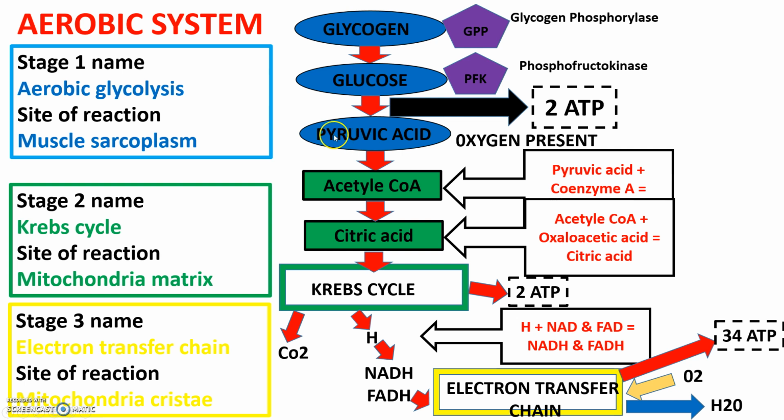So, in this process, glycogen is broken down into glucose by GPP, PFK breaks glucose down into pyruvic acid and creates 2 ATP. We should know that now. That is part of anaerobic glycolysis. However, with regards to the aerobic system, oxygen is now present. So because oxygen is present, pyruvic acid joins with coenzyme A to make acetyl-CoA. Acetyl-CoA joins with oxaloacetic acid to make citric acid. This goes into the Krebs cycle, and then we have carbon dioxide produced, hydrogen, and 2 ATP. Now this hydrogen combines with NAD and FAD to make NADH and FADH. This goes into the electron transfer chain, 34 ATP produced, oxygen coming in, H2O going out. That is the process of the aerobic system.